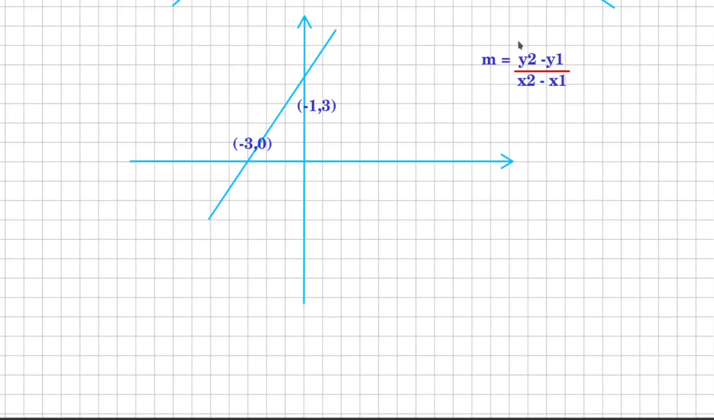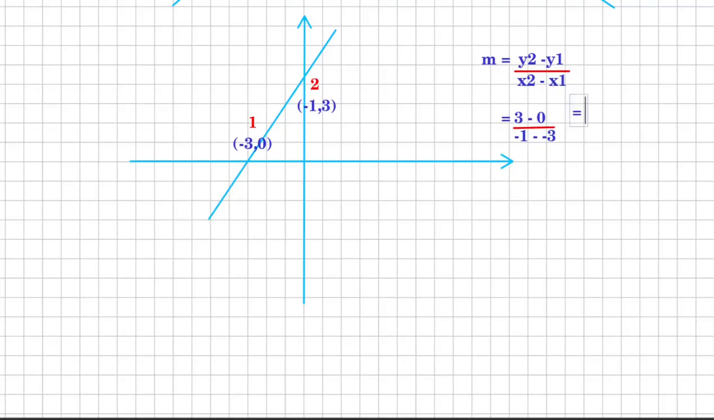The next thing we are going to do is label our points. We have 2 points. One point is going to be 1, the other point is going to be 2. Then what is our y2? It's this one, and this is y1. Y2 is 3, so it's 3 minus y1, which is 0, over our x2. X2 is -1, minus the other x here, which is x1, -3.